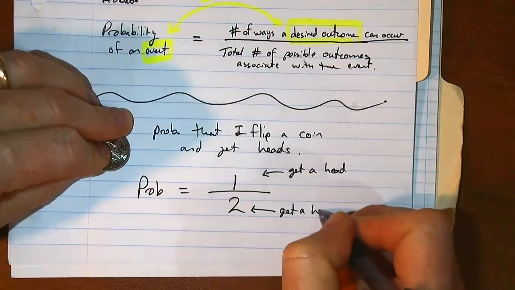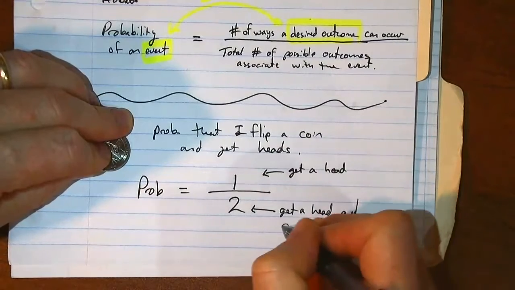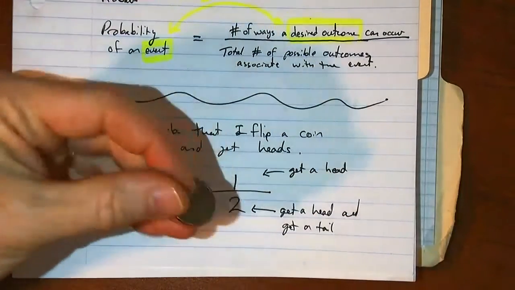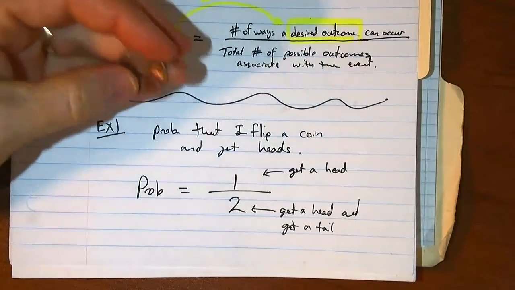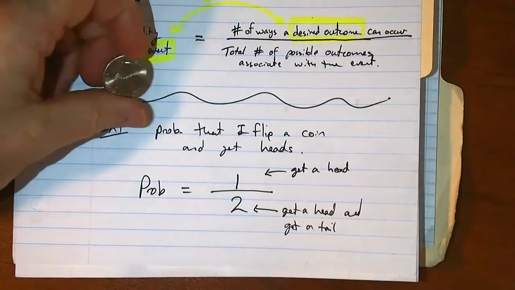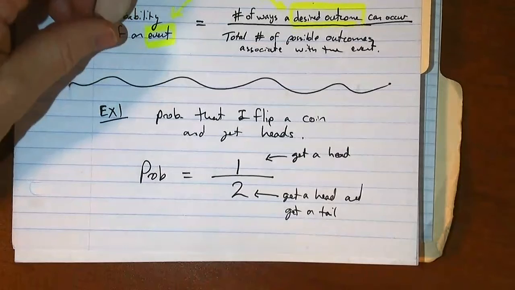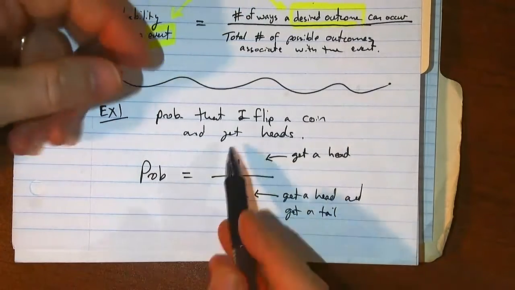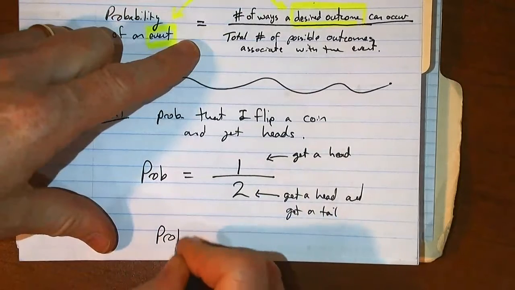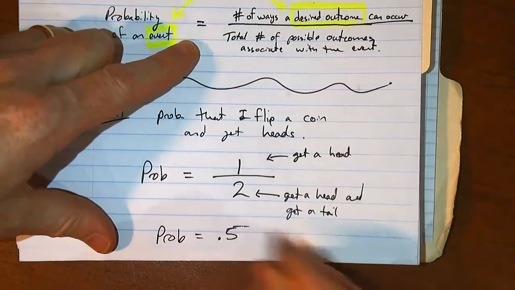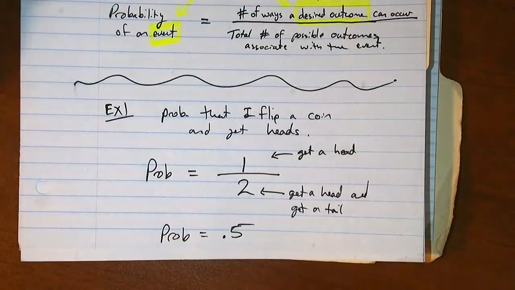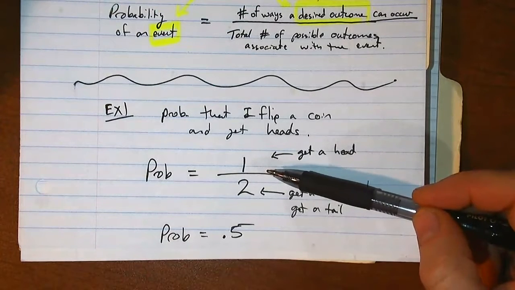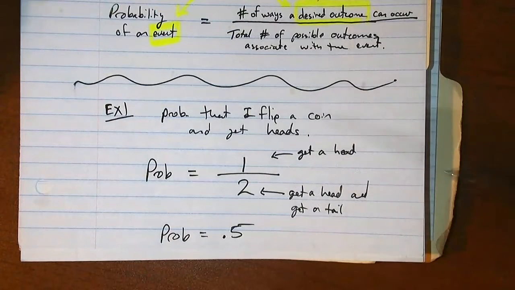Get a head and get a tail. 2 outcomes. And so the probability that I flip a coin and I get a head is going to be 1 out of 2. Now, I will say in our class, we will almost exclusively write our probabilities as decimals. So of course, 1 over 2 as a decimal is going to be equal to 0.5. And we'll write almost all of our probabilities as decimals. It is legal and possible to write it as fractions. You'll see that in real life examples. You also could write it as a percentage, right?